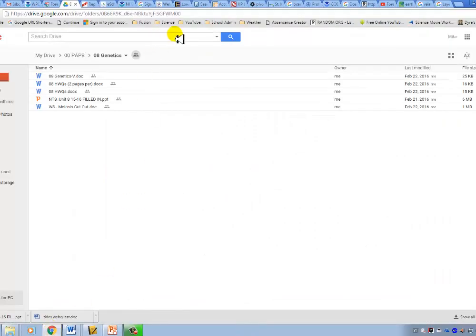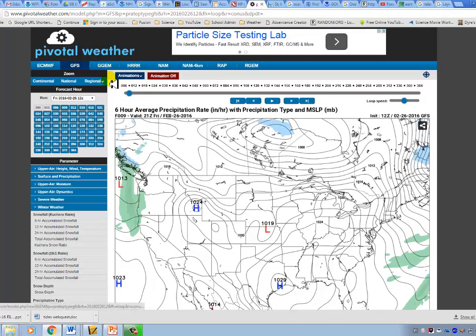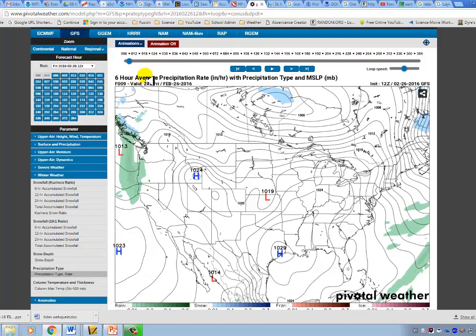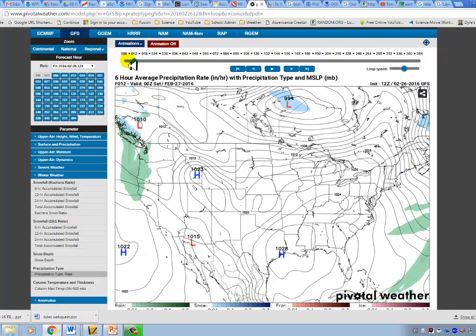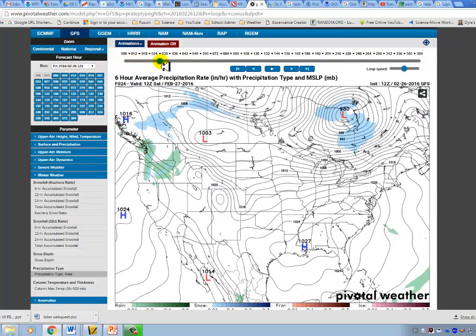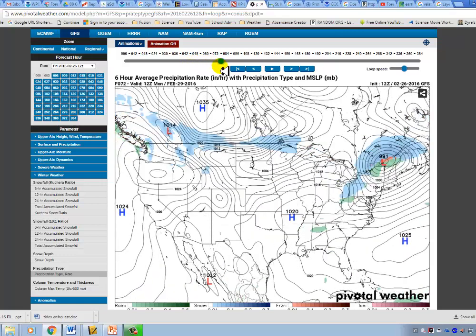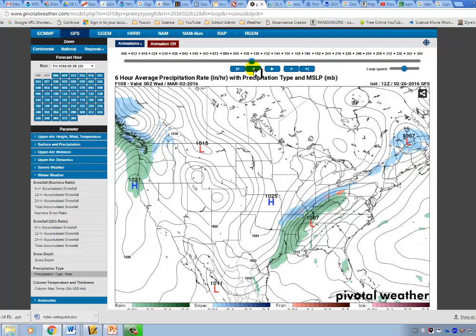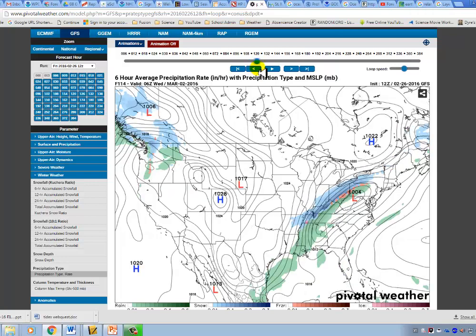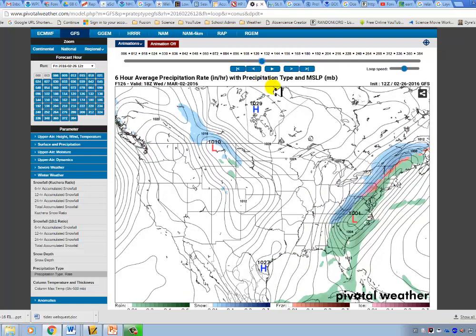I do want to go into Pivotal Weather, and I want to show you what's going on between today, the 26th of February, and 384 hours all the way to the 13th of March. And you can watch these lows and highs. You can see snow, you can see rain. The clouds are with the lows. Remember, counterclockwise spinning in, and the H is clockwise spinning out. H is usually higher than 1013, lows usually lower than 1013.